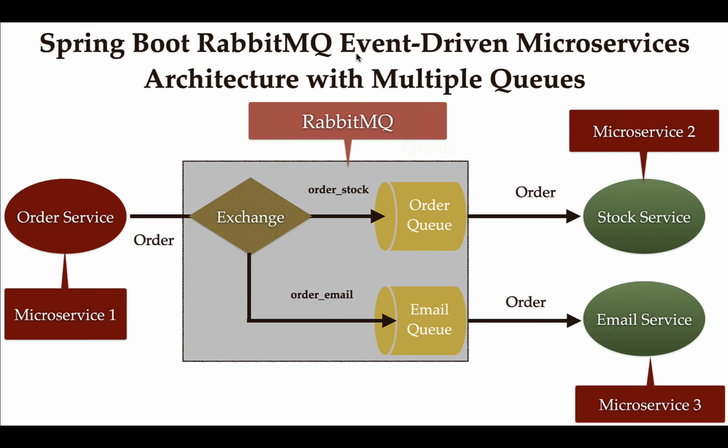Next, you will learn how to build a simple event-driven microservice architecture with multiple queues using Spring Boot and RabbitMQ. Well, basically you will learn how to create 3 microservices and how to use RabbitMQ as a messaging system for asynchronous communication between multiple microservices. Alright, so this concept is very important whenever you develop an event-driven microservice architecture in your enterprise application.